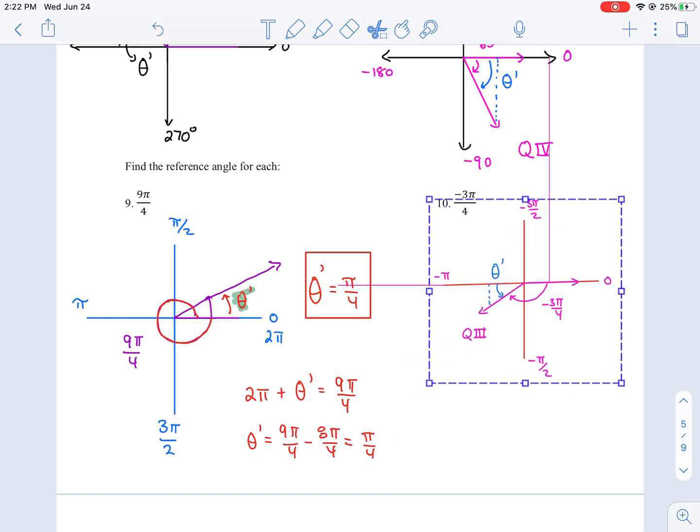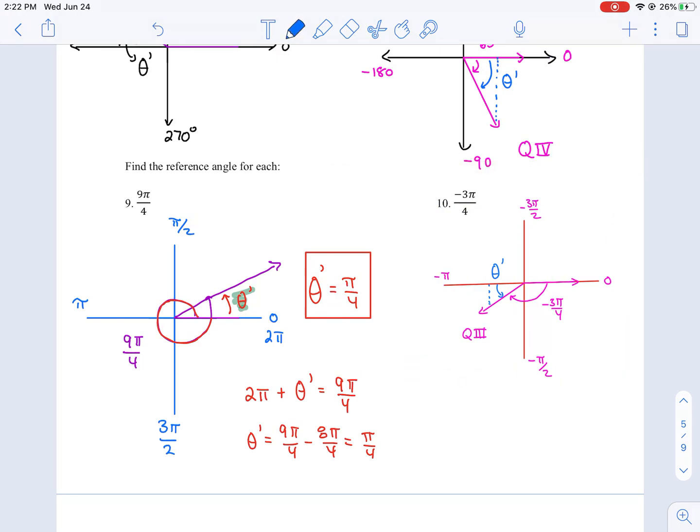Well, I'm actually going to give myself a little bit more room here. I'm going to shrink this up. Well, I know that negative pi has to equal the reference angle plus the negative 3 pi fourths. So negative 3 pi fourths plus the reference angle has to equal negative pi. So if I add 3 pi fourths to both sides, you get negative pi fourths.